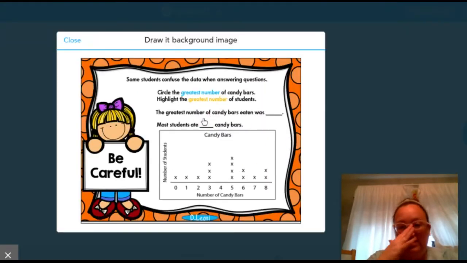Here we have another one. It says, some students confuse the data when answering questions. I want you to circle the greatest number of candy bars. Now make sure you are looking at the labels of the side axis and the bottom axis to figure out which one represents candy bars. And then I want you to highlight the greatest number of students. Make sure you're looking in the right spot for number of students. Then you're going to write in the answer. The greatest number of candy bars eaten was, and most students ate how many candy bars? Hint, hint, it's the one that has the most students.